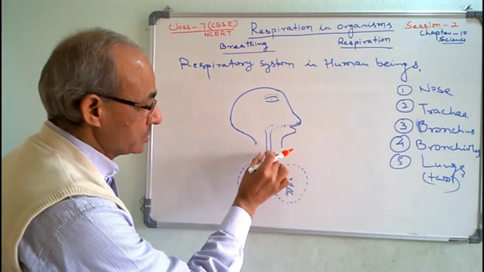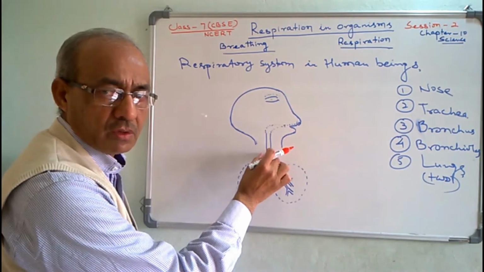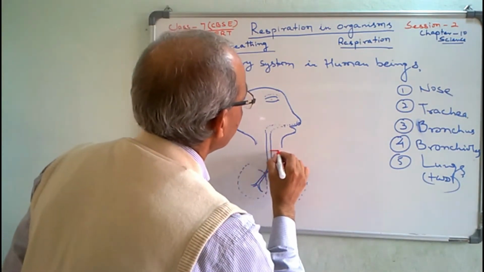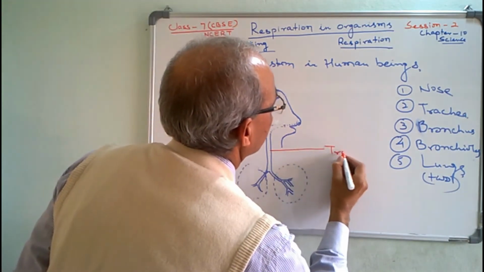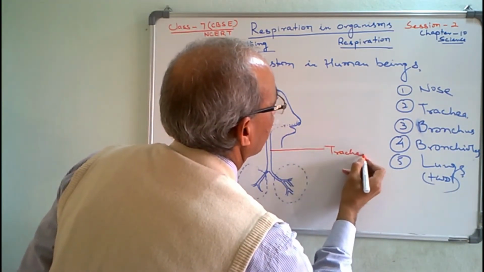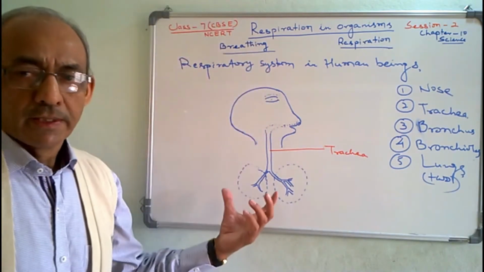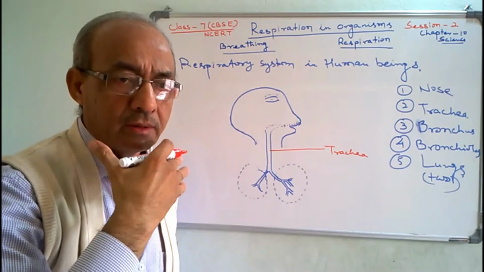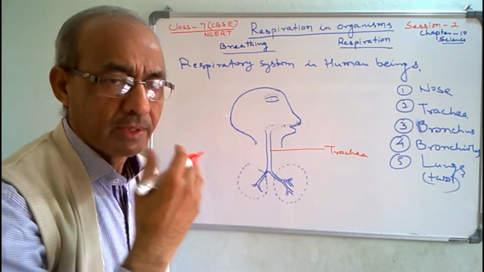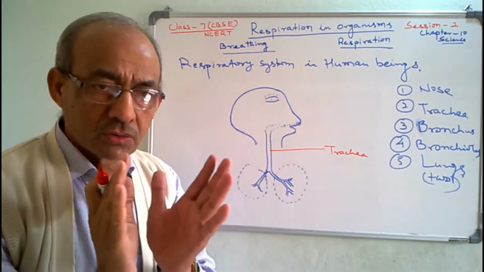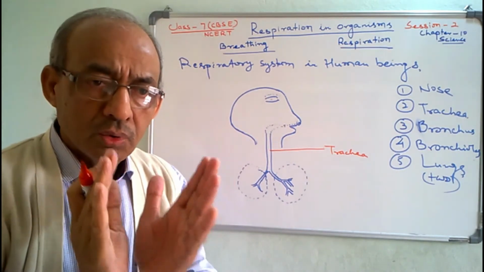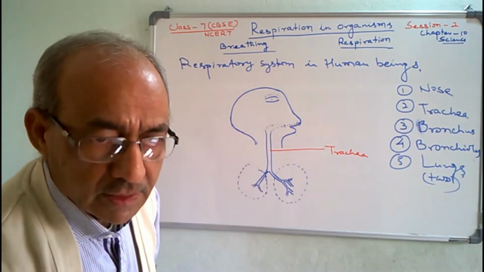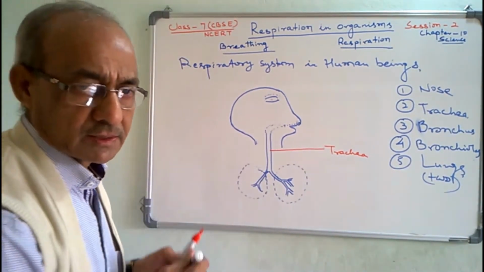You see, this tube-like structure is also called windpipe or trachea. What is it called? Trachea. Actually, trachea in the buccal cavity or mouth cavity opens just near the opening of your food pipe, in the same passage. This same passage is called pharynx.